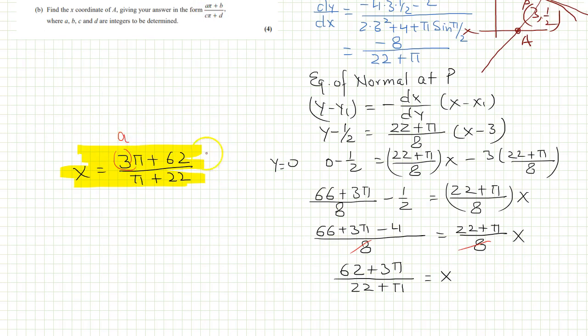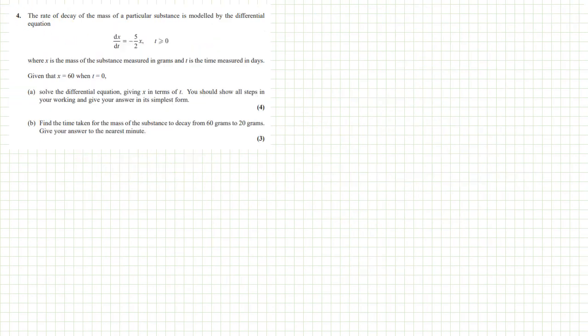This is A, this is B, this is C, and this is D. You need not mention it, but just to get the idea. So what are these values?